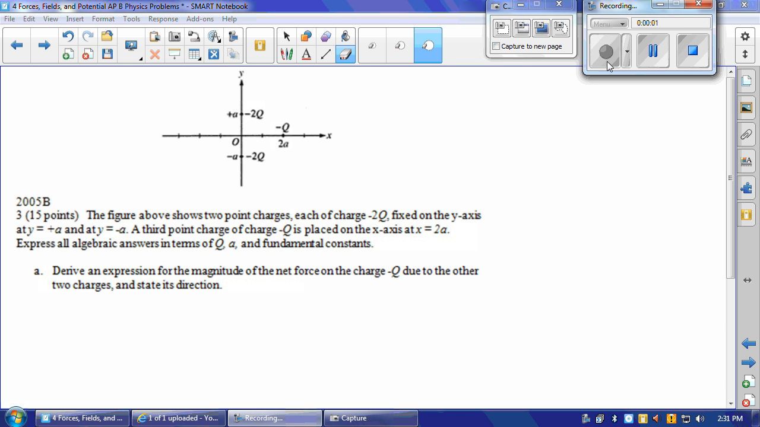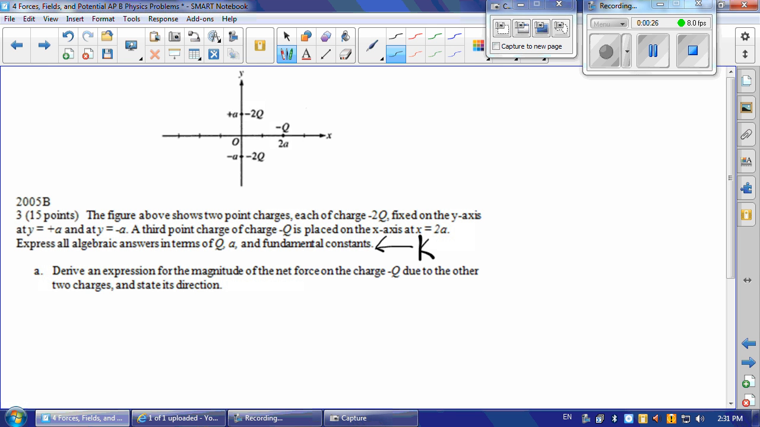Okay, 2005 Form B, question number 3 says the figure above shows 2 point charges, each of a charge negative 2q, fixed on the y-axis at plus a and minus a respectively. A third charge of negative q is placed at 2a on the horizontal axis. Express all algebraic answers in terms of q, a, and fundamental constants. And once again, don't forget that k is a fundamental constant.